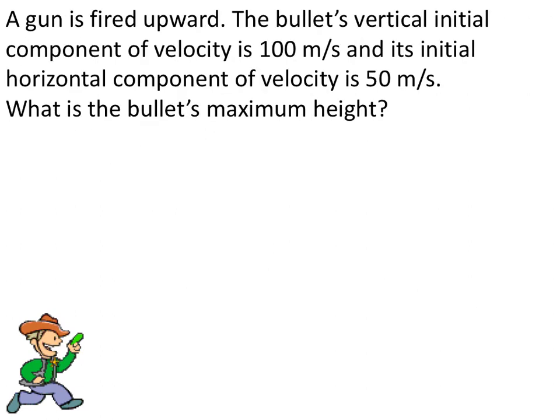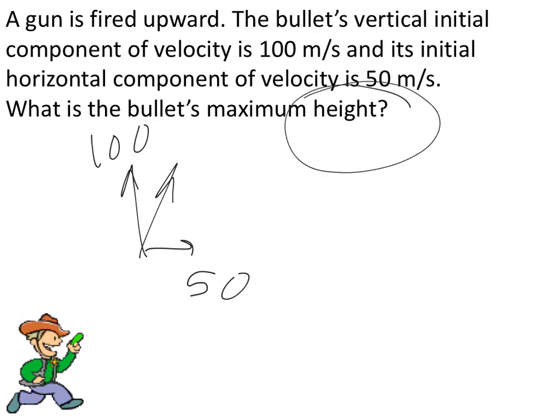Next, the gun's fired upward like before. The initial vertical component of the velocity is 100 meters a second, and its initial horizontal component of velocity is 50 meters a second. So the exact same thing. Here's the bullet, here's our y component, 100, here's our x component, 50. Now we want to know the bullet's maximum height. Maximum height is what we're trying to find. So which of these two do we care about, 100 or 50? Which one matters? Hopefully you guessed this one, the 100, because height is a y-axis style problem.